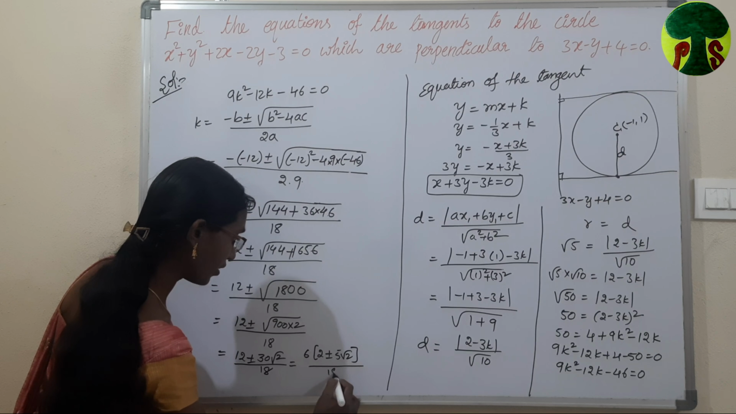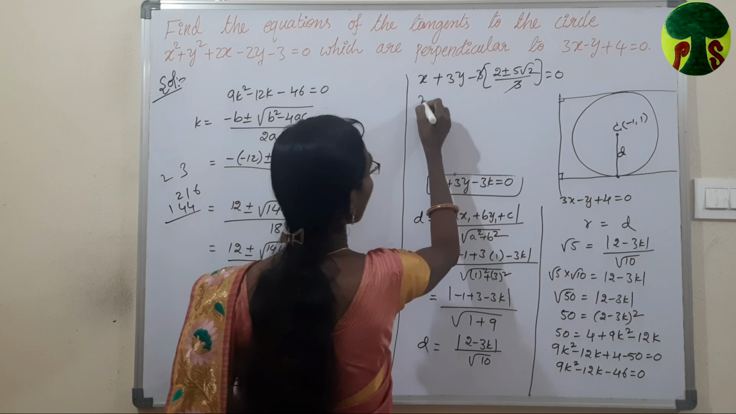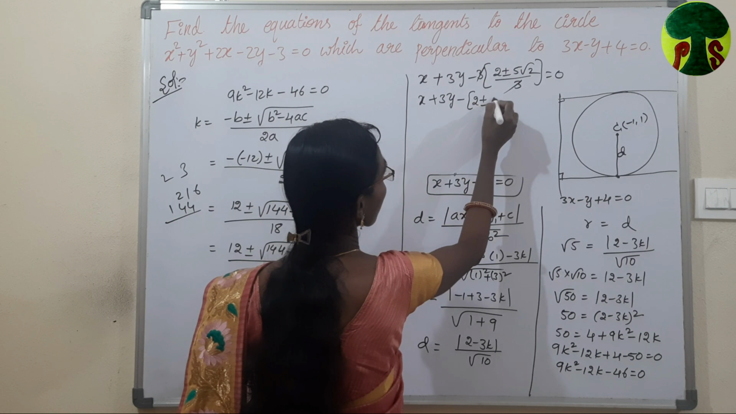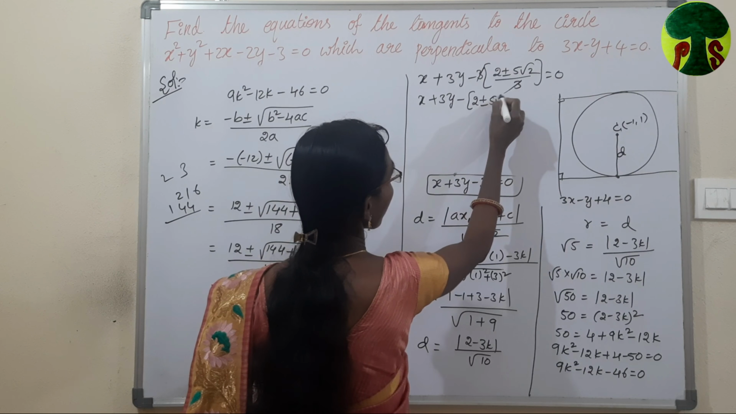So we will get the equation of the tangents: x plus 3y minus 3 into the value of k, which is (2 plus or minus 5 root 2) by 3, is equal to 0. The 3 cancels. So x plus 3y minus 2 plus or minus 5 root 2 is equal to 0. Here we got two tangent equations. So let us solve another problem from this exercise.